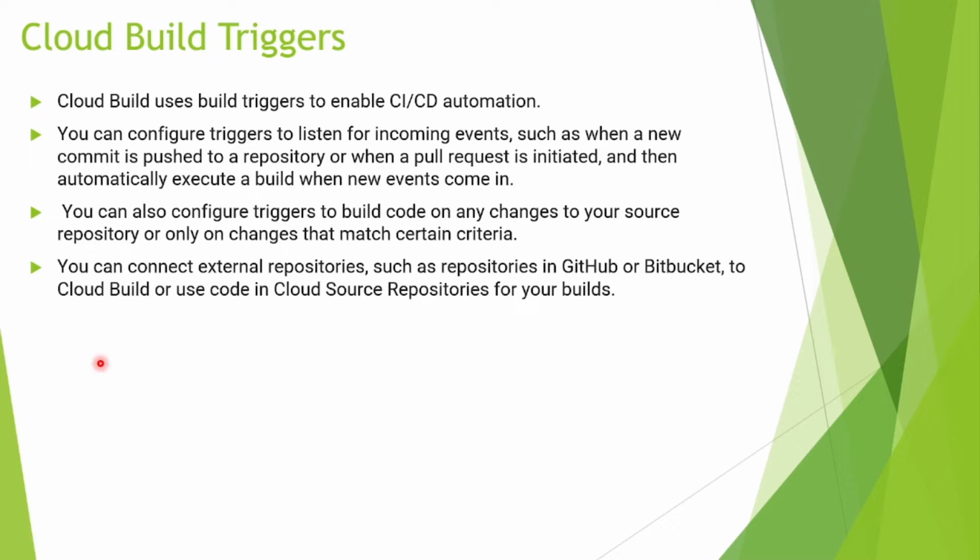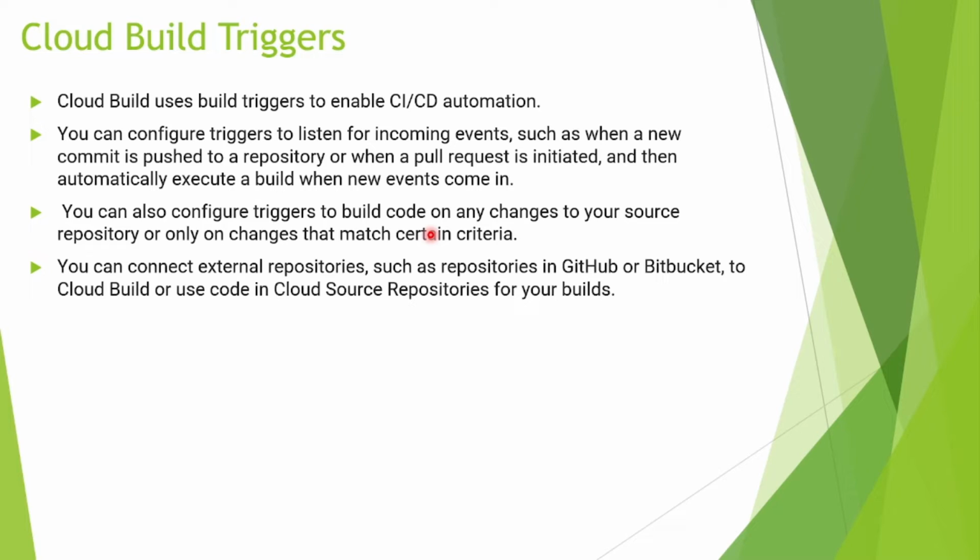Triggers listen for incoming events, such as when we push a commit to our repository, or a pull request is initiated, or you push a tag. It will automatically execute a build whenever new events come in. It stays in listening mode, and with the help of that it triggers a new build. And we can configure triggers to build code on any changes in the source repository.